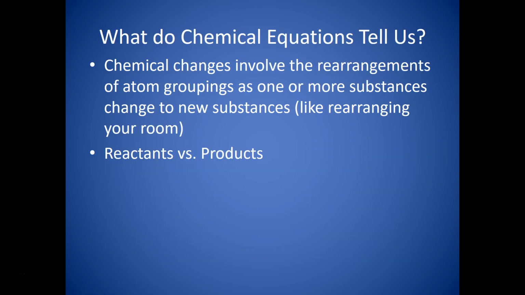So what do chemical equations tell us? Chemical equations are essentially showing us chemical changes that involve the rearrangement of atom groupings as one or more substances change to new substances, like rearranging your room. We spent a lot of time on chemical equations last semester. So you can really think about it as how much reactants do you have versus how many products do you have.